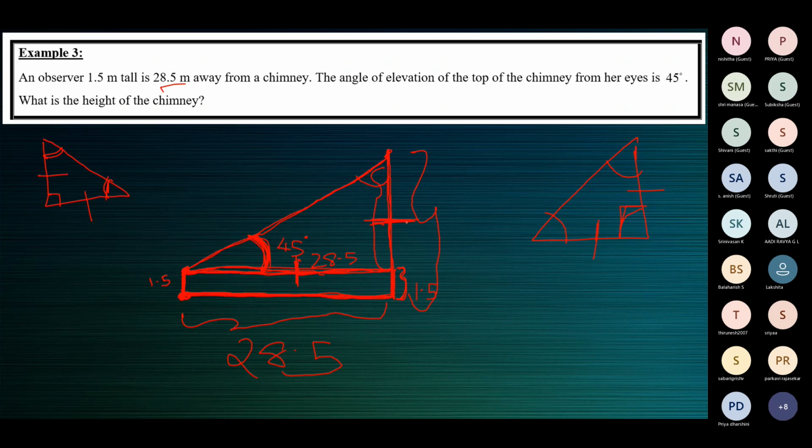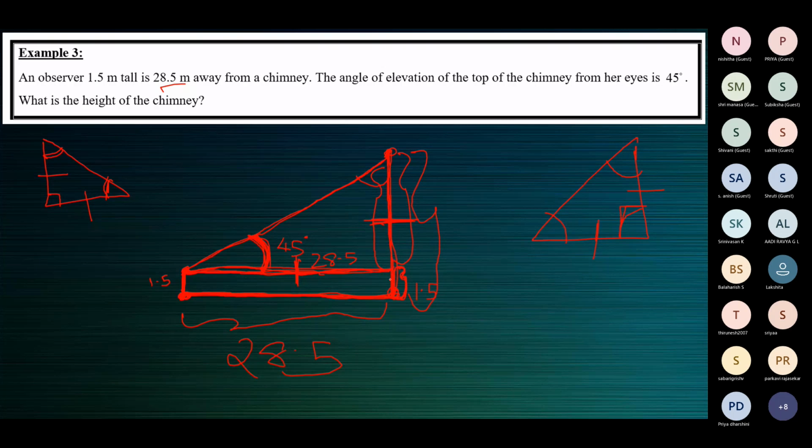So 28.5 plus 1.5, 30 meters, is the height of the chimney. This one is 28.5 and this one is 1.5. The height of the chimney is from the ground to the top of the chimney. So 28.5 plus 1.5, 30 meters is the height of the chimney.